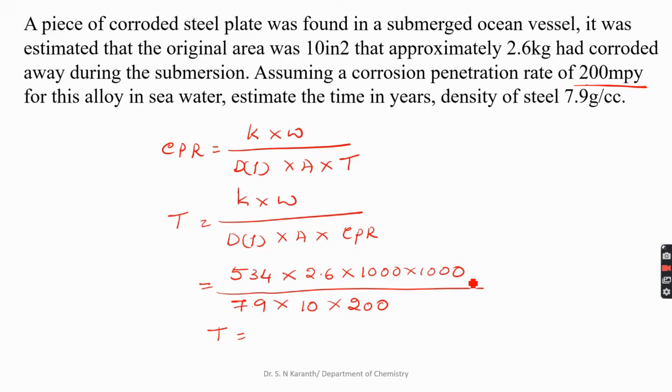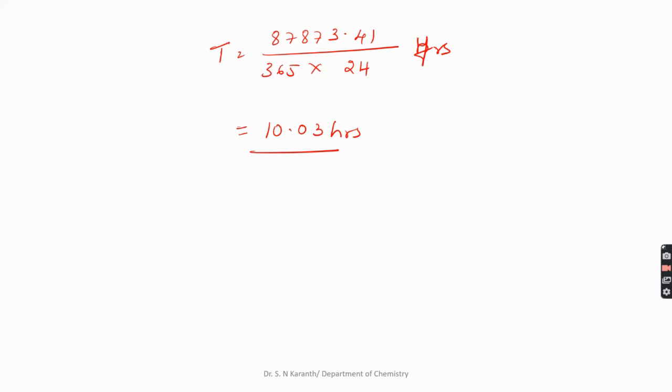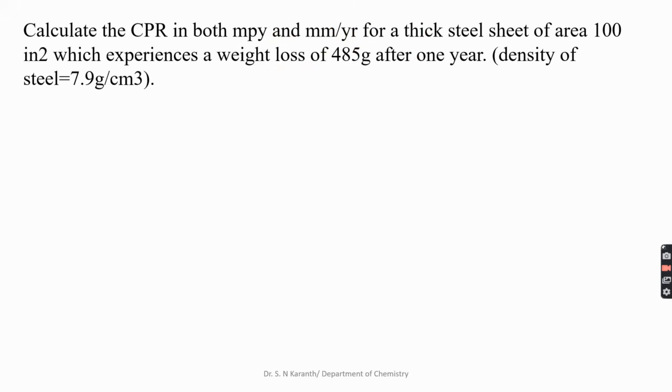After substitution and calculation, we'll get the time in terms of hours, that is 87,873.41 hours. So these hours you have to express in terms of years. So that should be divided by 365 and 24. So we'll get the time as 10.03 years.